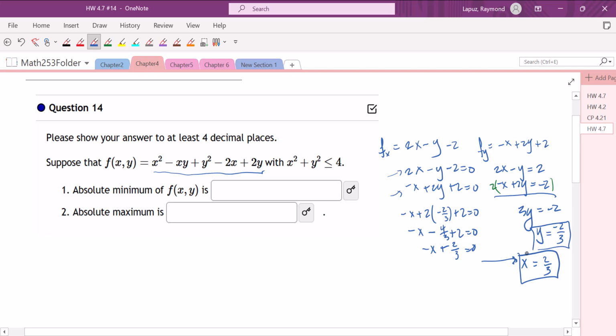So that is our critical point, and yes, in fact, the critical point does look like it'll be within the circle of radius 2. This is our circle of radius 2, our constraint. Positive 2/3 and negative 2/3 would be the critical point sitting right around here, and we want to know what the value is for that. So let's put it into the function, f of positive 2/3 and negative 2/3.